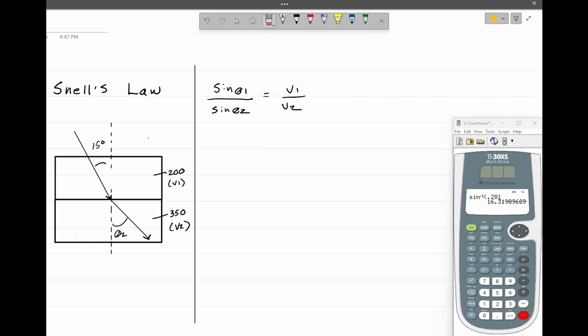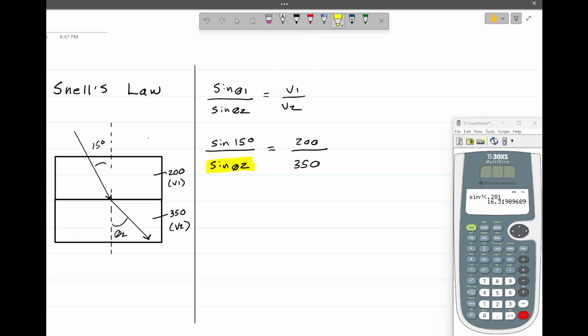Okay, so next step is to plug in the numbers into the equation. So the sine of 15 degrees over the sine of theta 2. Now this is the variable that I'm trying to solve for. Equals 200 divided by 350.